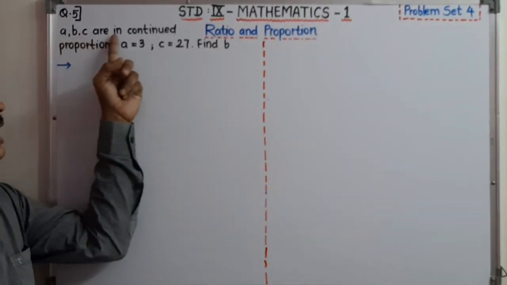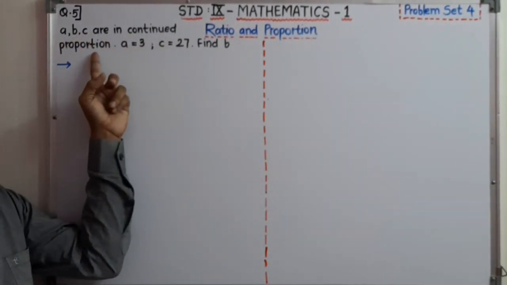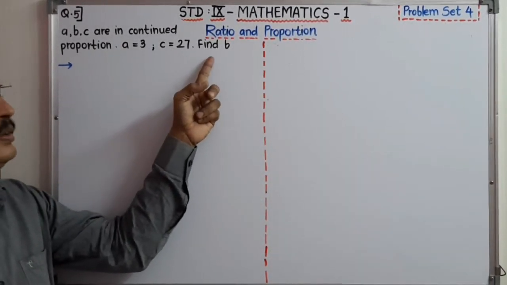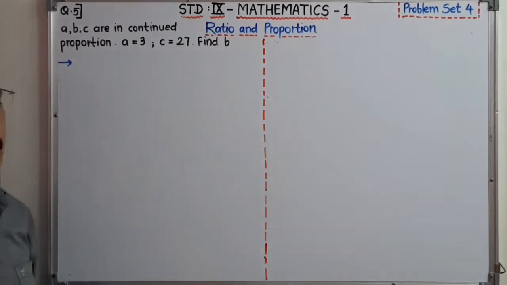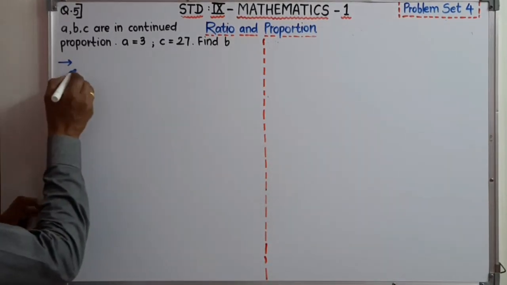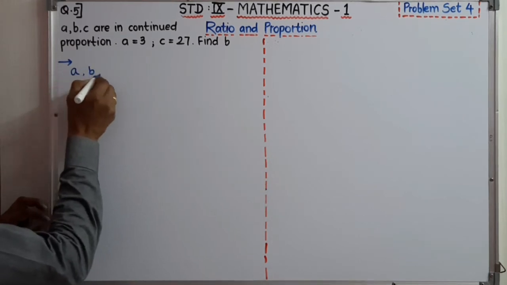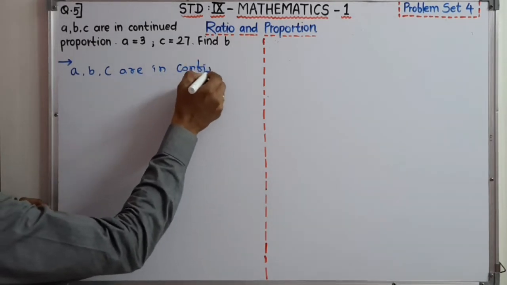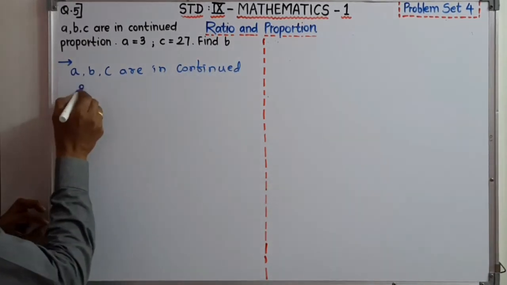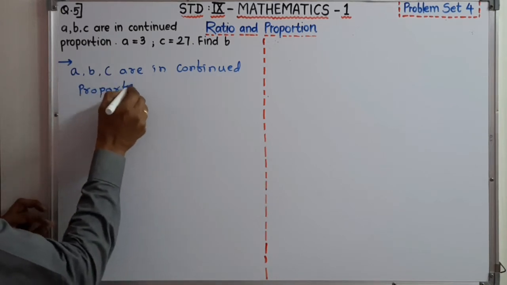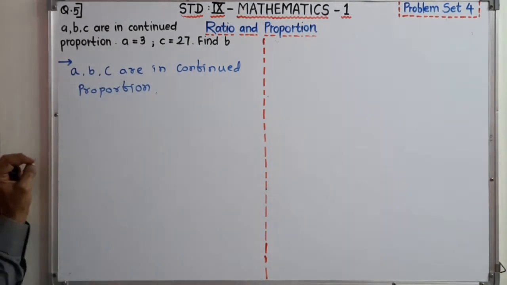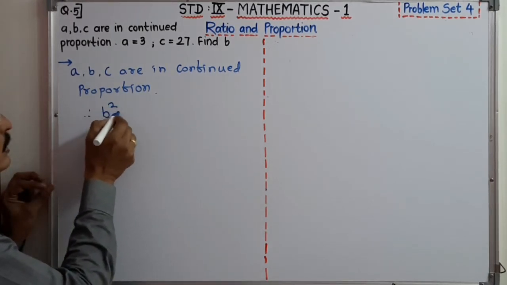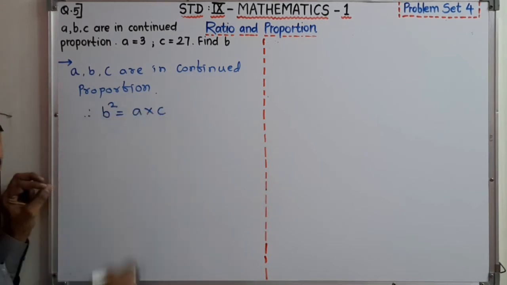A, B, C are in continued proportion, and A is equal to 3, C is equal to 27, and we have to find B. Dear student, A, B, C are in continued proportion, it is given. When A, B, C are in continued proportion, then we can write B square is equal to A into C.